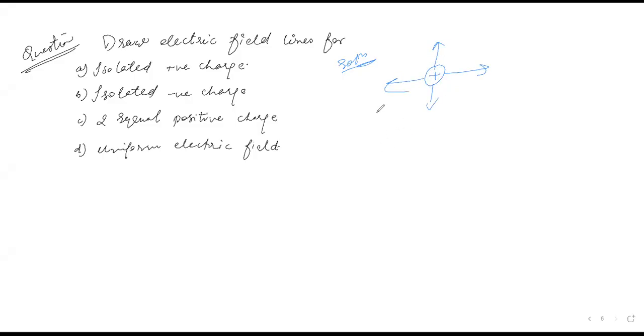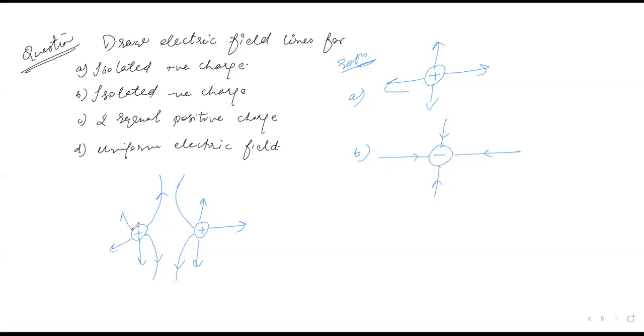For negative charge, the field lines are inward, terminating at the surface of the charge. For the two equal positive charges, you have two equal positive charges like this, and the field lines pass just like this. They seem to be exerting pressure. For the uniform electric field, it will be straight lines, parallel with each other.